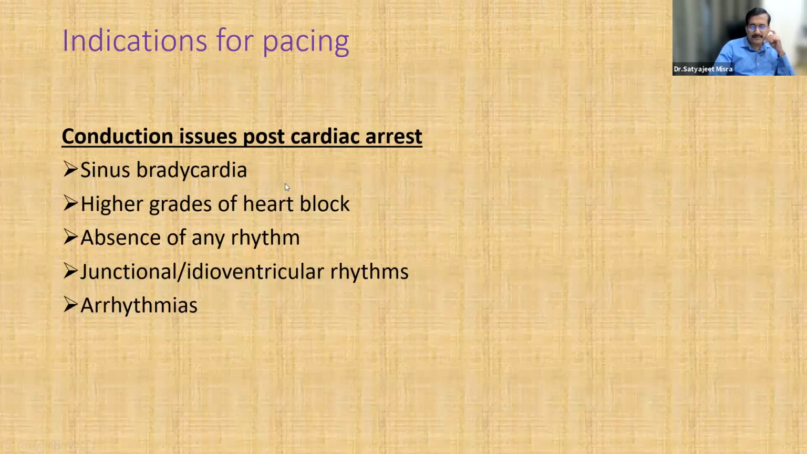Now, remember the indications for temporary pacing. You can't keep a temporary pacemaker indefinitely applied onto the patient. Usually within 7 days, if you're not able to wean the patient off the temporary pacer, then probably that's an indication for putting in a permanent pacemaker. So temporary pacing is generally not applied beyond 7 days.